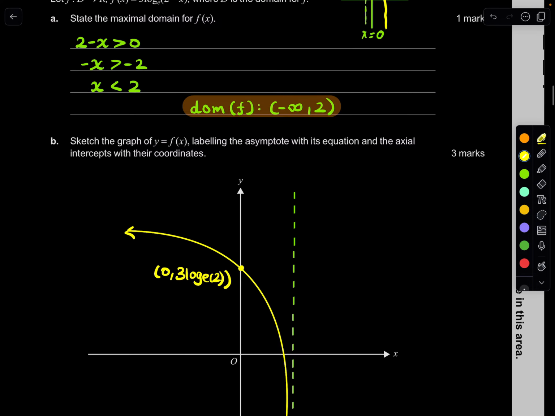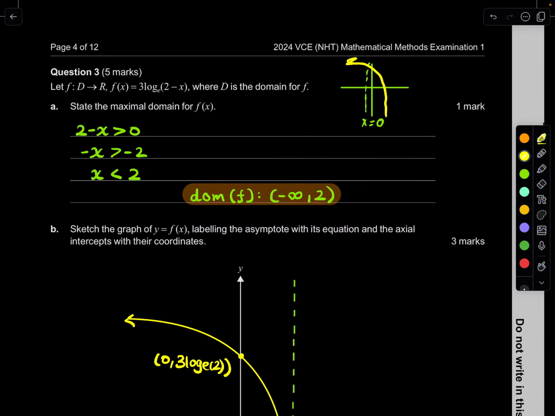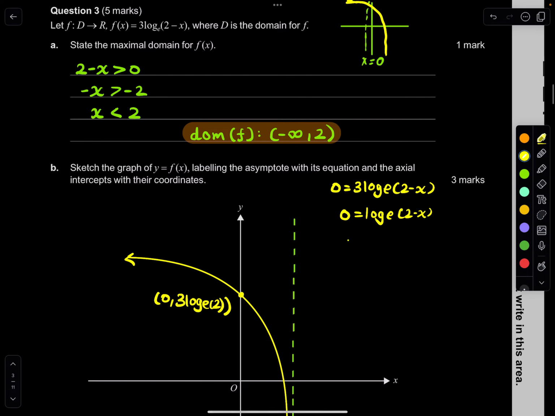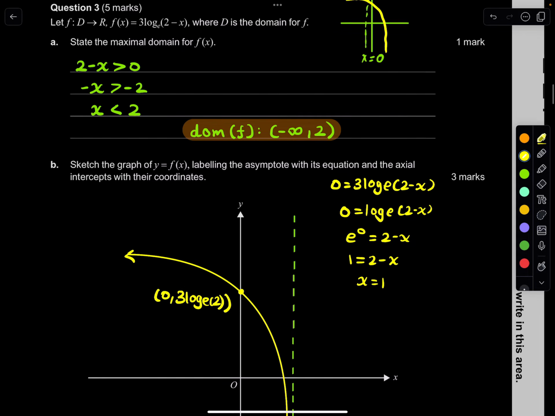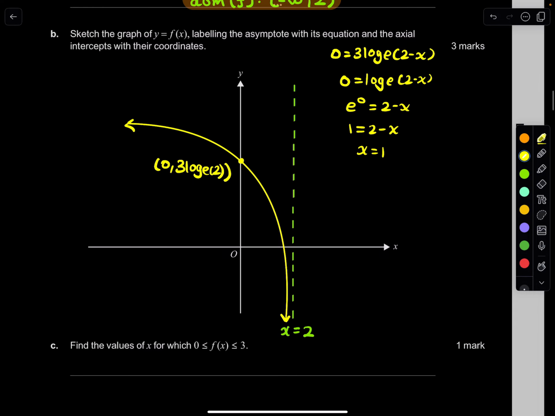What about the x-intercept? Let's solve it. We let y equal 0. So 0 equals 3 log e of 2 minus x. You divide both sides by 3, which is 0. Log e of 2 minus x. E to the power of 0 is equal to 2 minus x. 1 equals 2 minus x, and it's x equals 1. So our x-intercept's at 1.